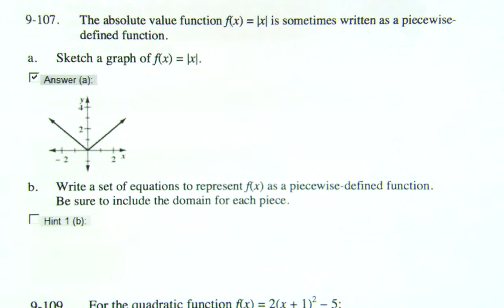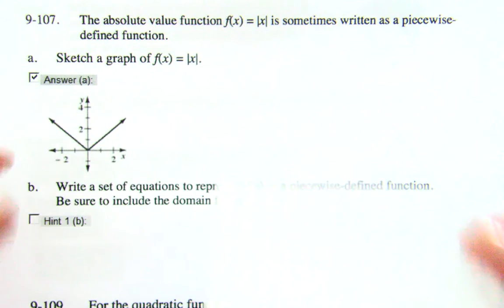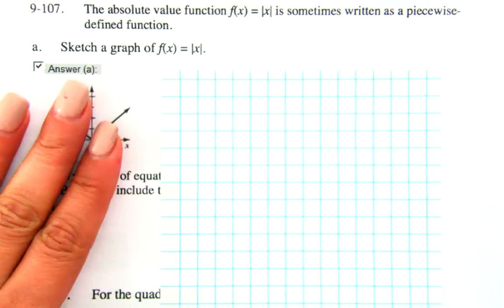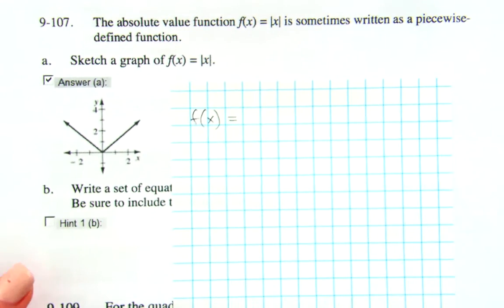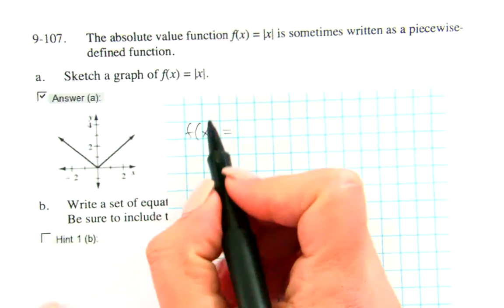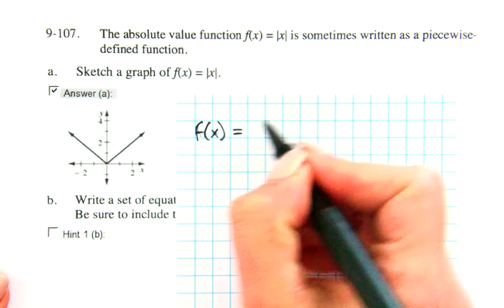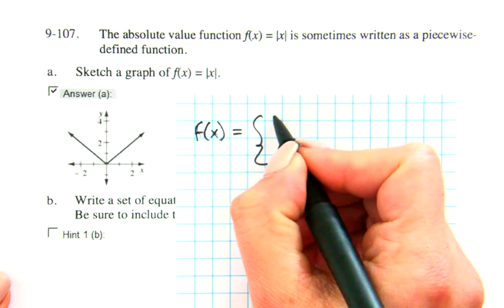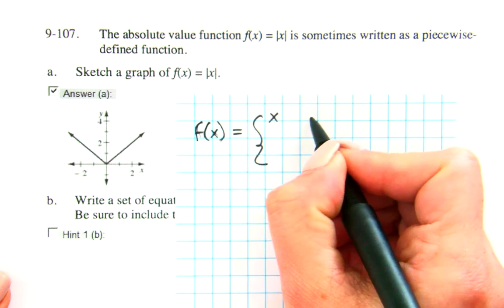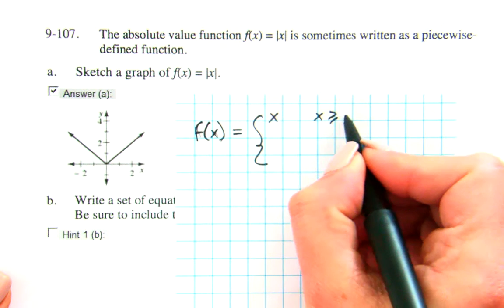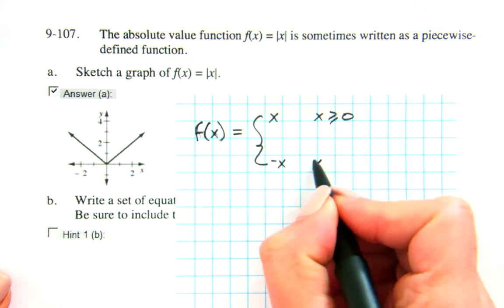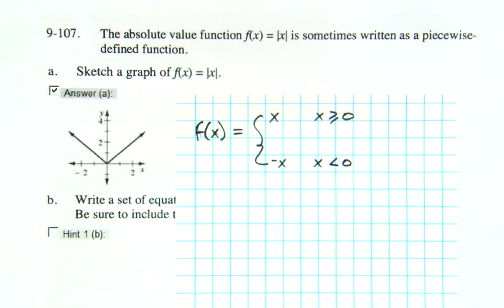Now, I'm just going to straight up write this out because it helps sometimes if you go backwards to really understand what's going on with the absolute value function. So the first thing I'm going to do is give you the piecewise function that represents the absolute value function. This looks like f of x equals x when x is greater than or equal to 0, and negative x when x is less than 0.